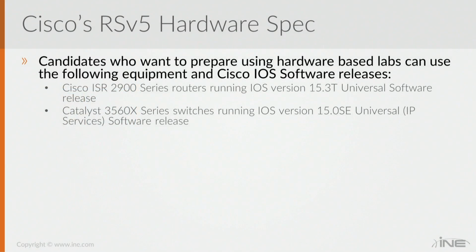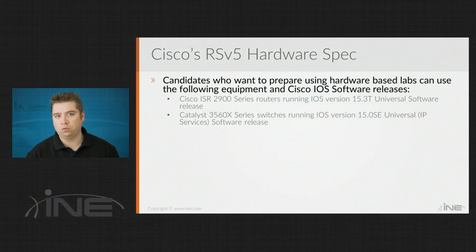It says that if you wanted to prepare for the exam and you wanted to do it on hardware, you could do it on 2900s running 15.3T and a 3560X running 15.0 SE. So this is just one example they're giving of a potential platform that you could use. It doesn't mean that you necessarily have to use this exactly. And we're going to talk about here next specifically what can you use, what do you gain, what do you lose between the different platforms.